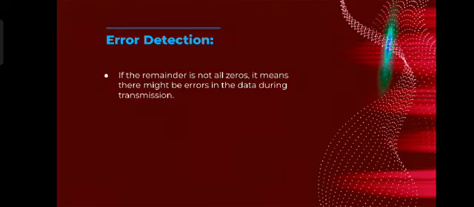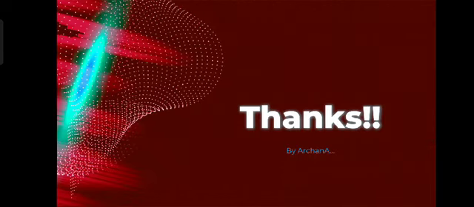So what is error detection? If we get the remainder as zeros, it means the data is error free or correct. If the remainder is not all zeros, it means that there might be some error present during the transmission. So that's all.